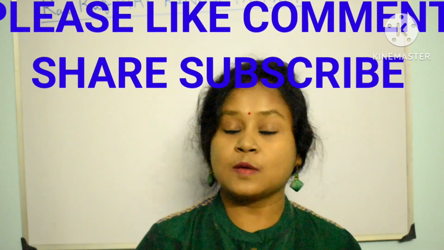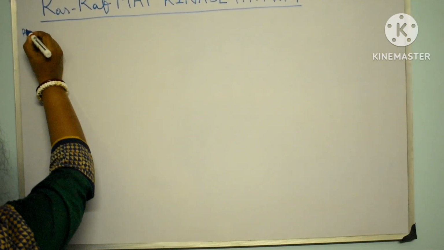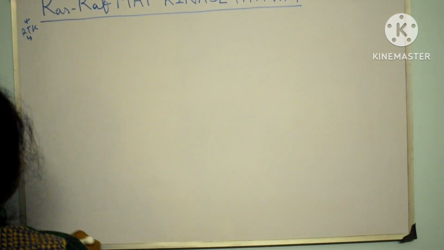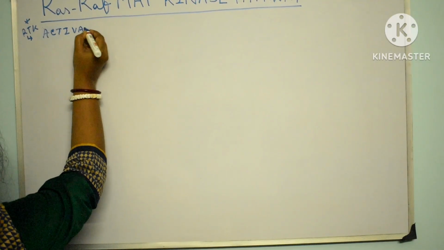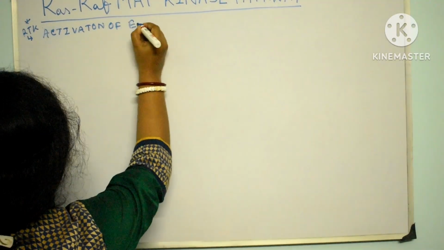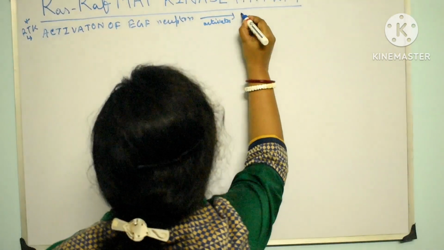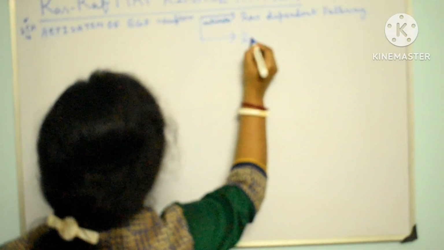Now let's concentrate on the Ras-Raf-Map kinase pathway. First of all, activation of receptor tyrosine kinase. An activated RTK may trigger some pathways. Activation of EGF receptor activates RAS dependent pathway as well as RAS independent pathway.